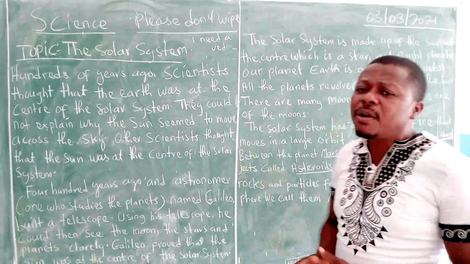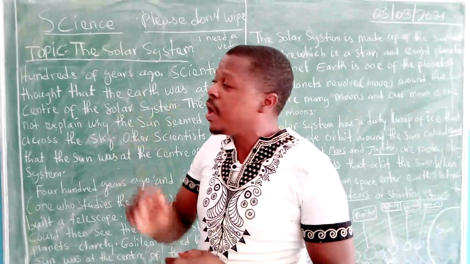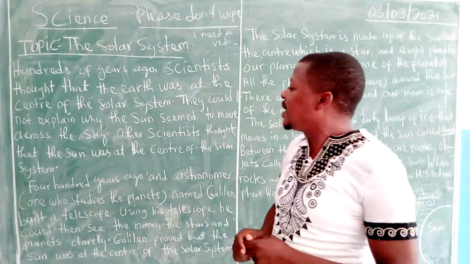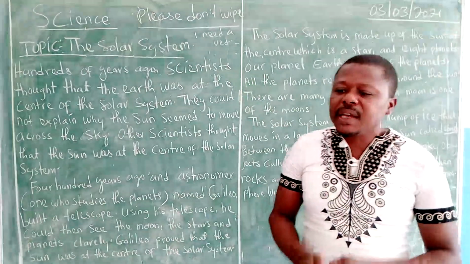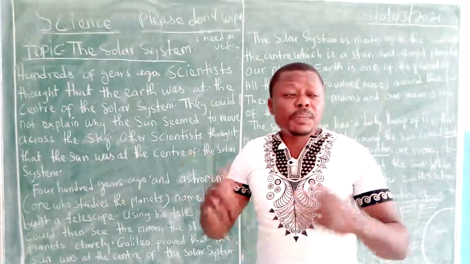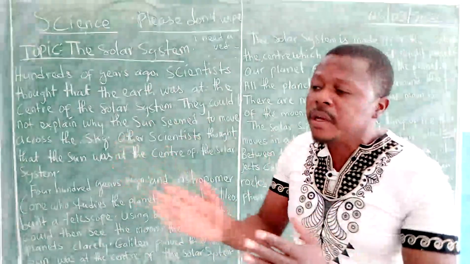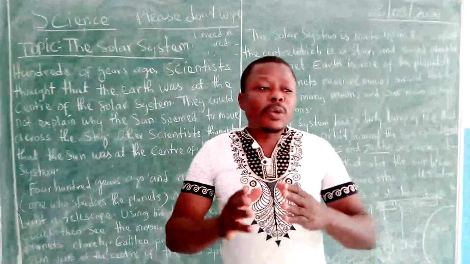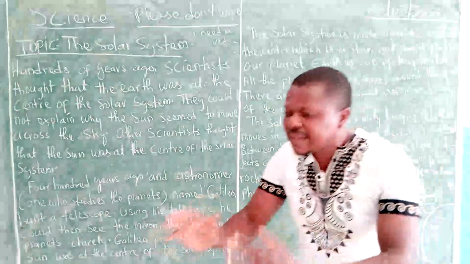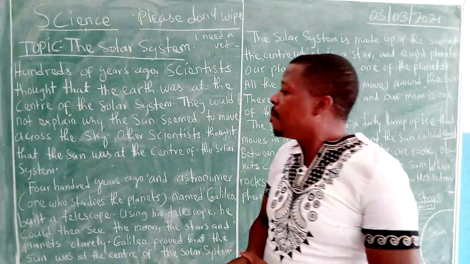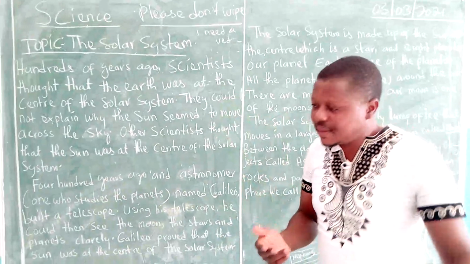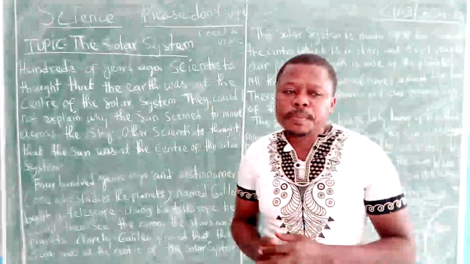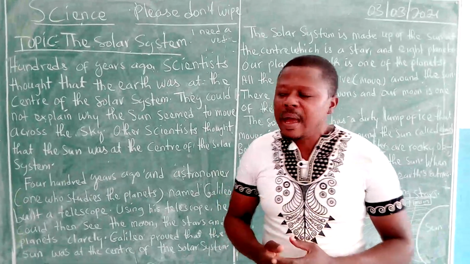But another group of scientists said no, it must be the sun that is at the center of the solar system. There was a problem. There wasn't anybody to solve this problem because nobody could actually tell what was at the center of the solar system. But 400 years after this argument between the two groups of scientists, an astronomer came up.